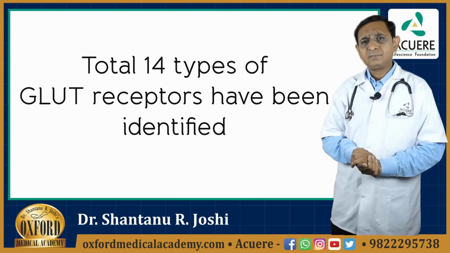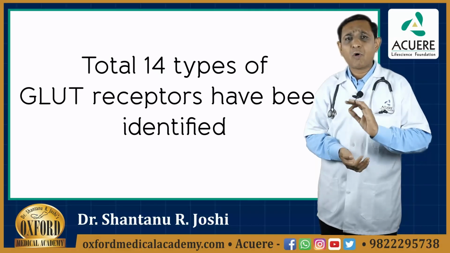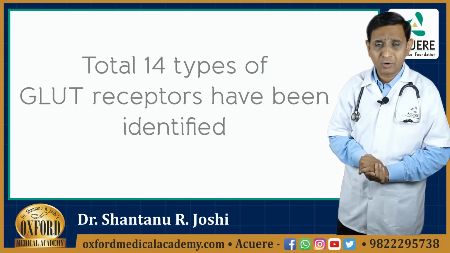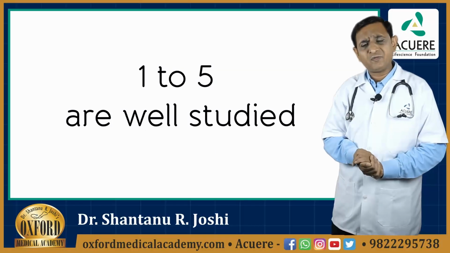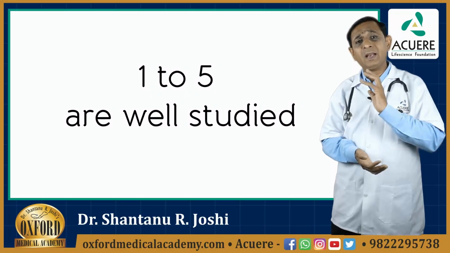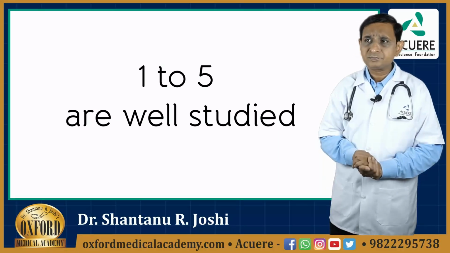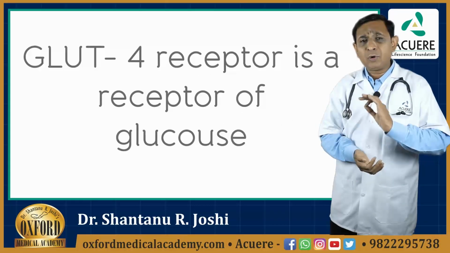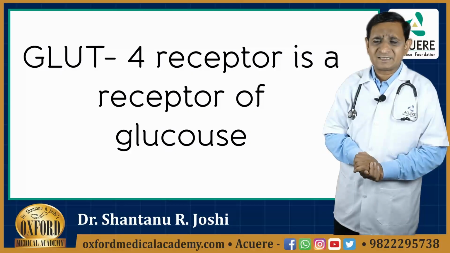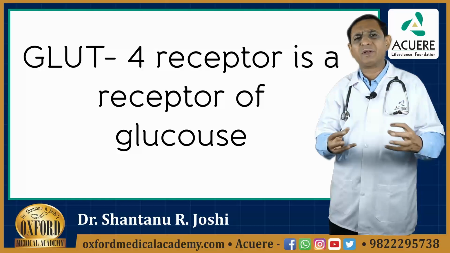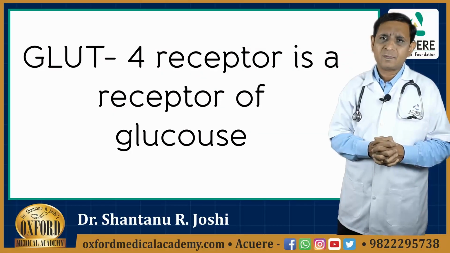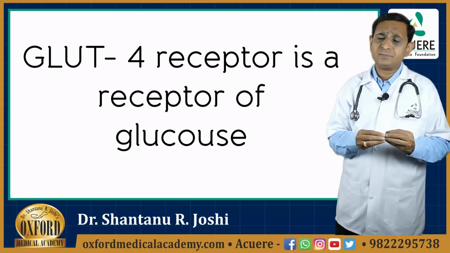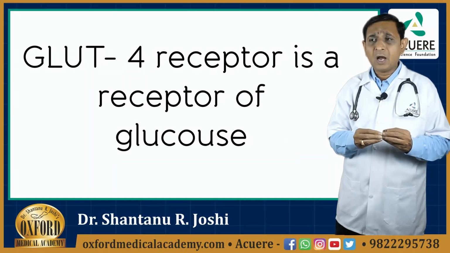Till date, a total of 14 types of GLUT receptors have been identified, out of which 1 to 5 are well studied. Out of these 5, the GLUT4 receptor is the most commonly used receptor of glucose. It works in coordination with insulin. How?